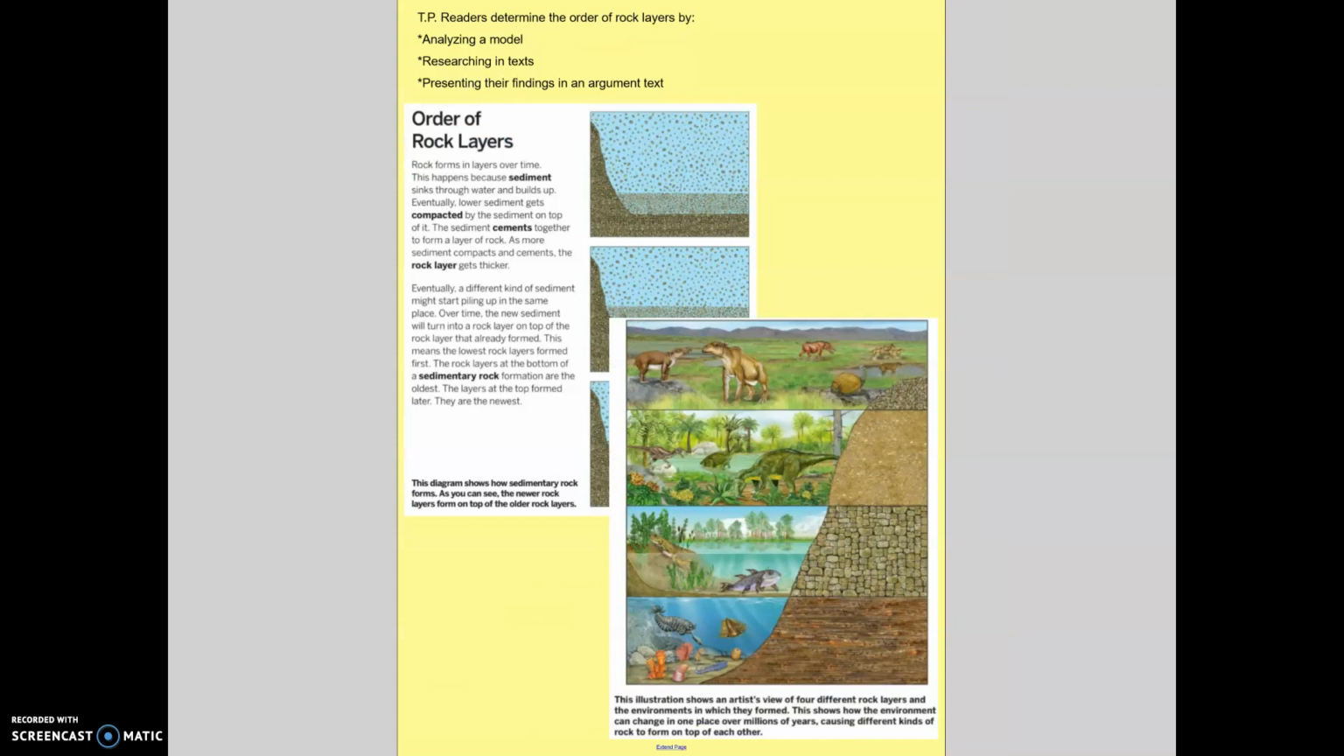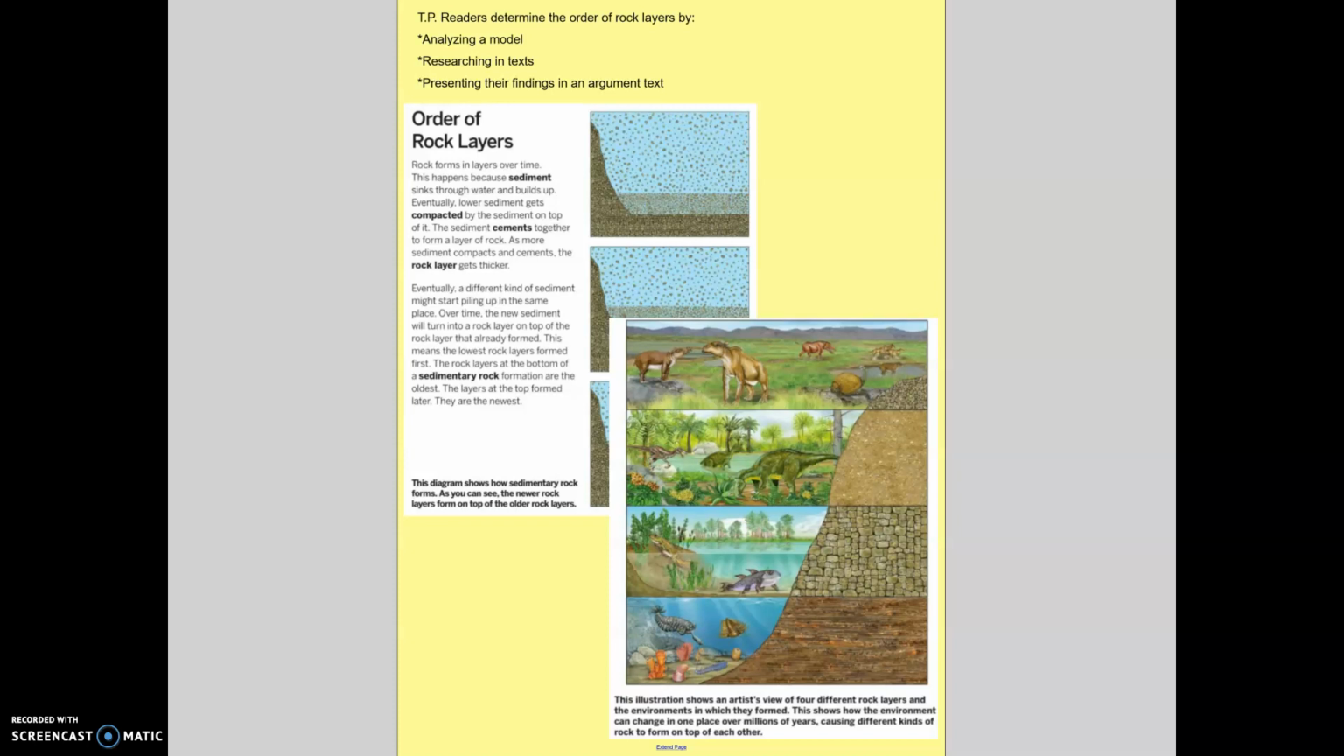It says order of rock layers. Rock forms in layers over time. This happens because sediment sinks through water and builds up. Eventually, lower sediment gets compacted by the cement on top of it. The sediment cements together to form a layer of rock. As more sediment compacts and cements, the rock layer gets thicker.